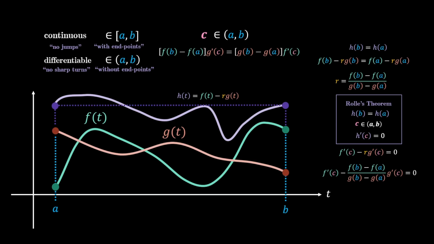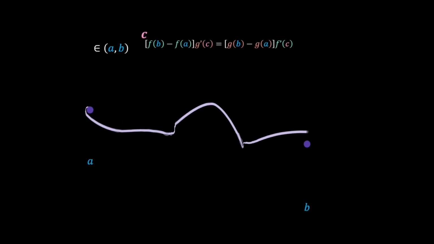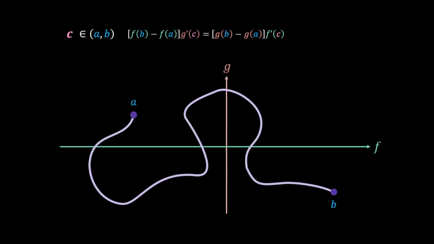However, this proof doesn't really give us much of an understanding. So to build insight, let's map the functions f and g together on an fg plane, where now the domain T is parameterized throughout. So we can see the start coordinates being f of a, comma g of a, and the end coordinates being f of b, comma g of b.